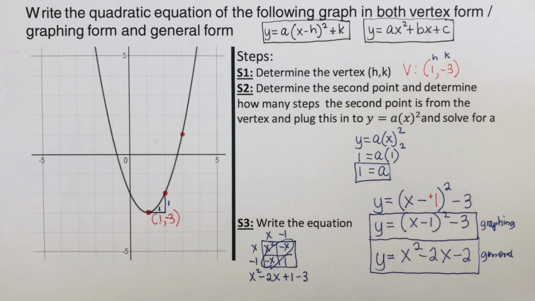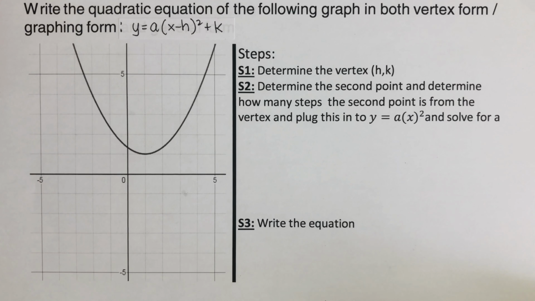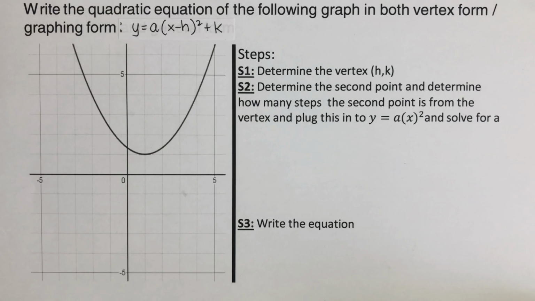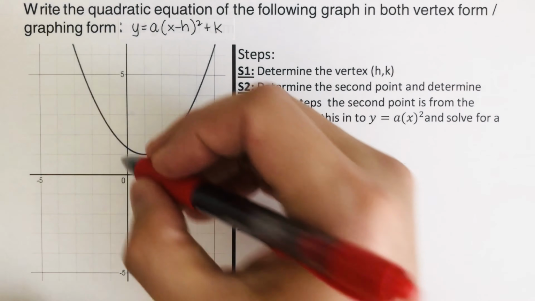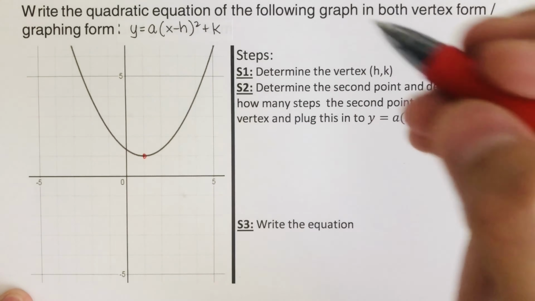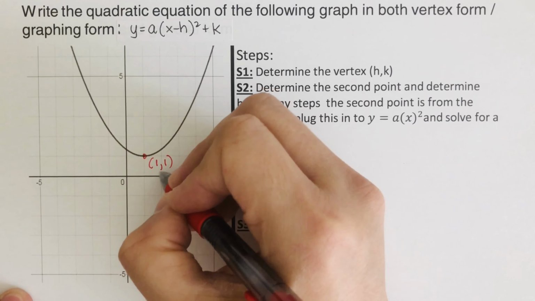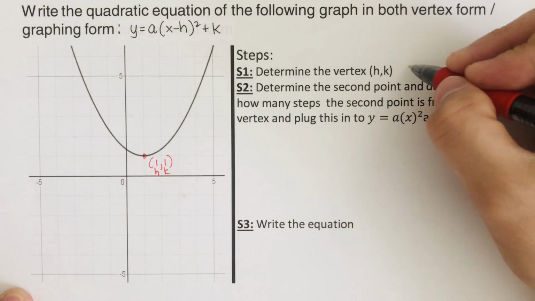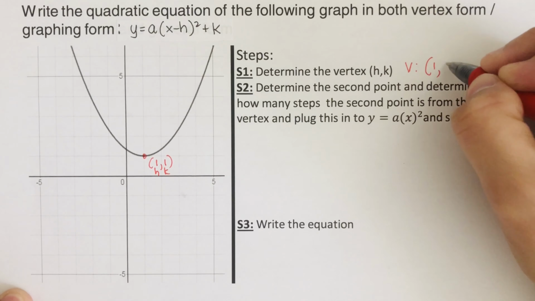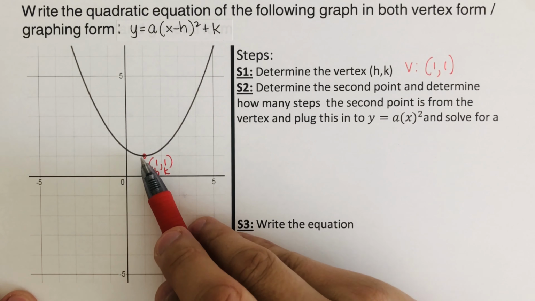At this time, I would encourage you to pause this video and try this problem out on your own. And when you're done, unpause it and check your answer. Okay, so we go over the problem here. So it's pretty much the same thing. This is our vertex. So I'm just going to label this as the vertex. So this is 1 and 1. So the H and that's the K. So the vertex here is 1 and 1. That's the first step.